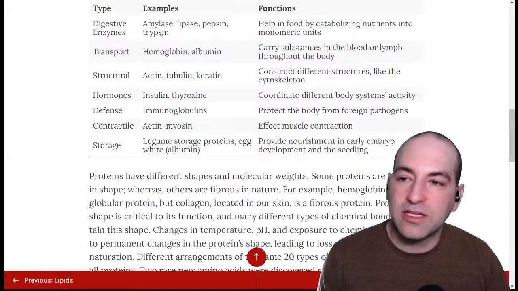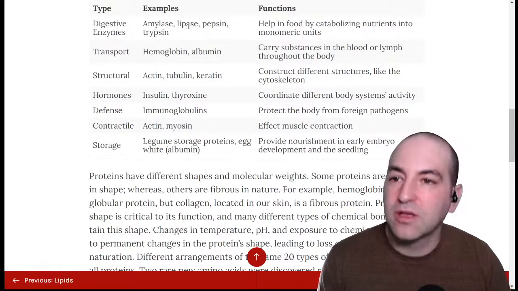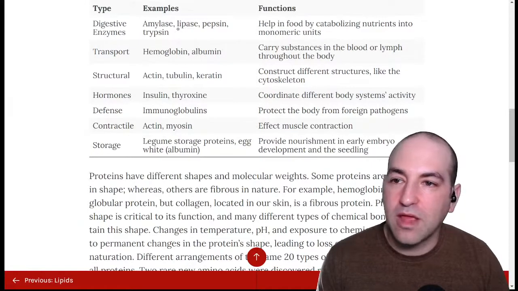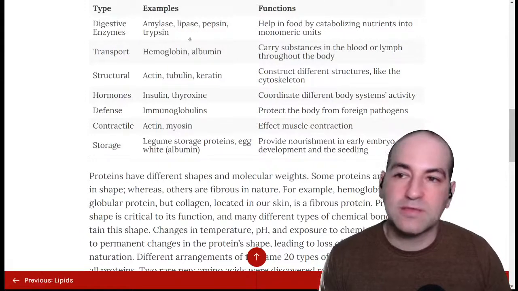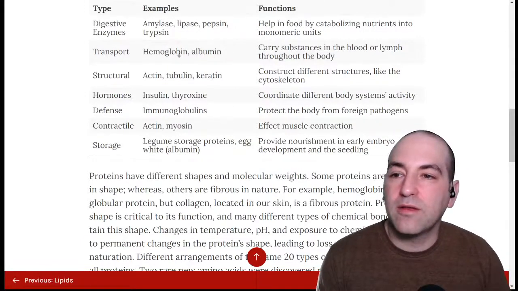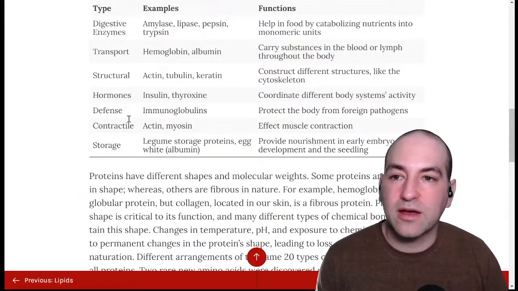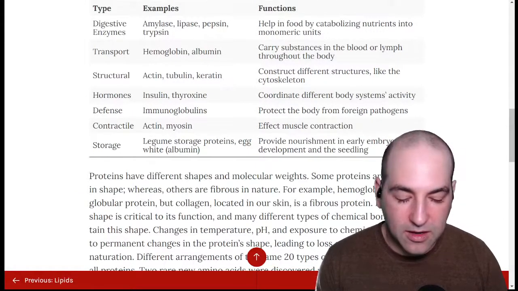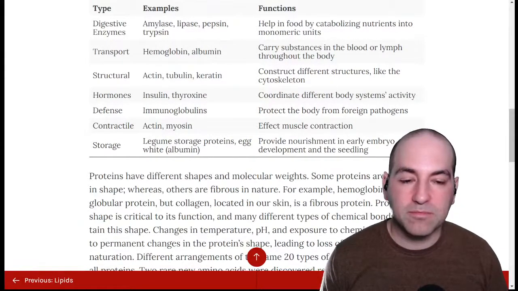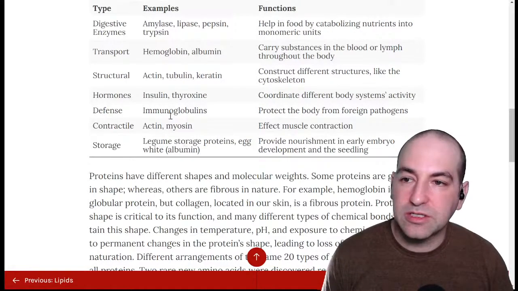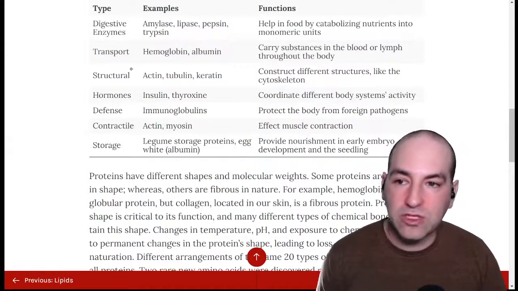So for example, amylase is a digestive enzyme that breaks down amylose, the starch. Lipase is an enzyme that breaks down fats, lipids, and so forth. So those are digestive enzymes. So proteins can be functional, can be catalytic. As an enzyme, they help facilitate chemical reactions. They can help transport things around. So like a hemoglobin protein transports oxygen through the blood.